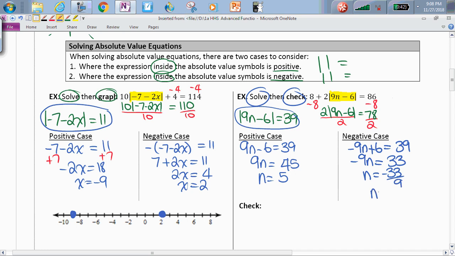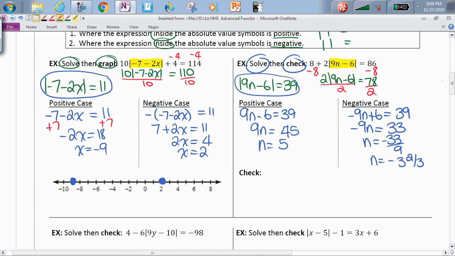Or negative 3 and 2/3. Hold on, that would be 6. Yes, 3 and 6/9, because 9 times 3 is 27, plus 6 is 33, and then we just simplify that. So this is fine, leaving it as negative 33 over 9.